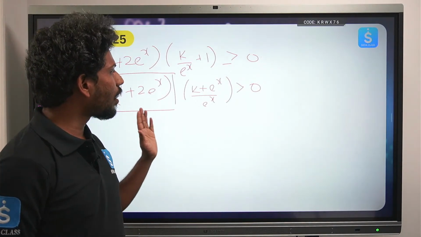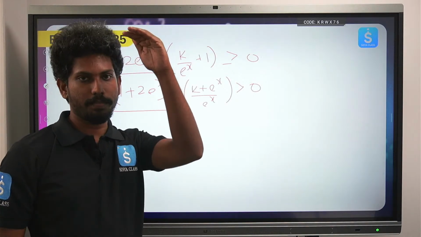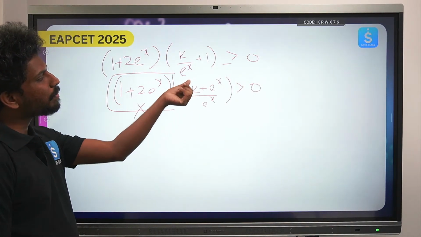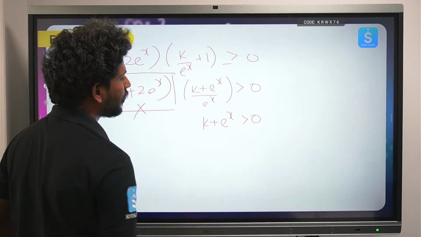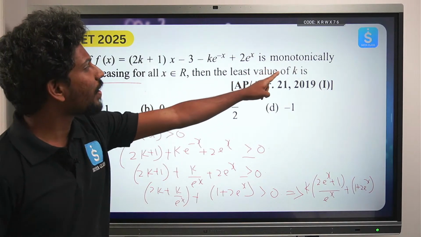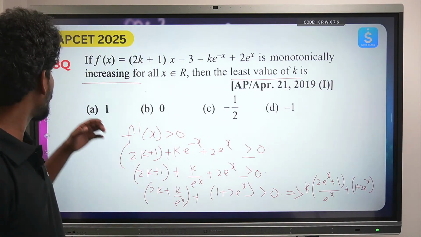Okay, so the values, the range of e power x, always extend from 0 to infinity. So this is no problem for us. The left out is k plus e power x. So k plus e power x should be greater than 0, right? So that means from here he's asking for the least value of k, the minimum value of k where this inequality holds.